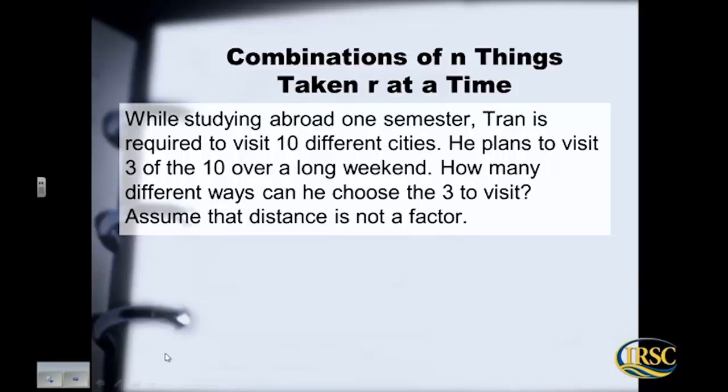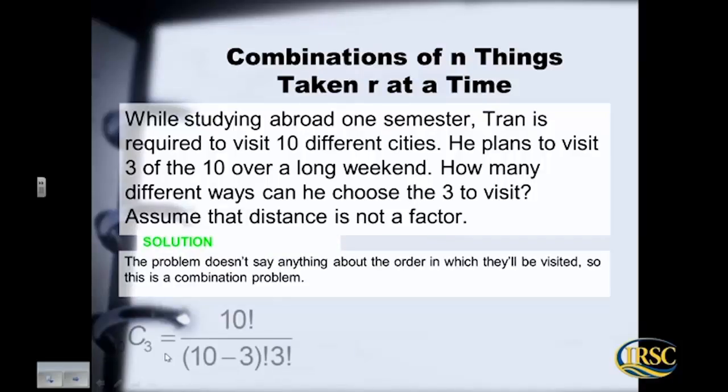Okay, so you're going to ask yourself first, does order matter on how he visits the 3 cities? No, order doesn't matter. It doesn't say that it's important that he goes to this city before he goes to this city, and so on. You're just deciding, okay, these 3 cities, and then later we'll decide what order we're going to go visit them. So it's a combination. So we're starting out with 10 factorial over 10 minus 3 in parentheses factorial, 3 factorial.